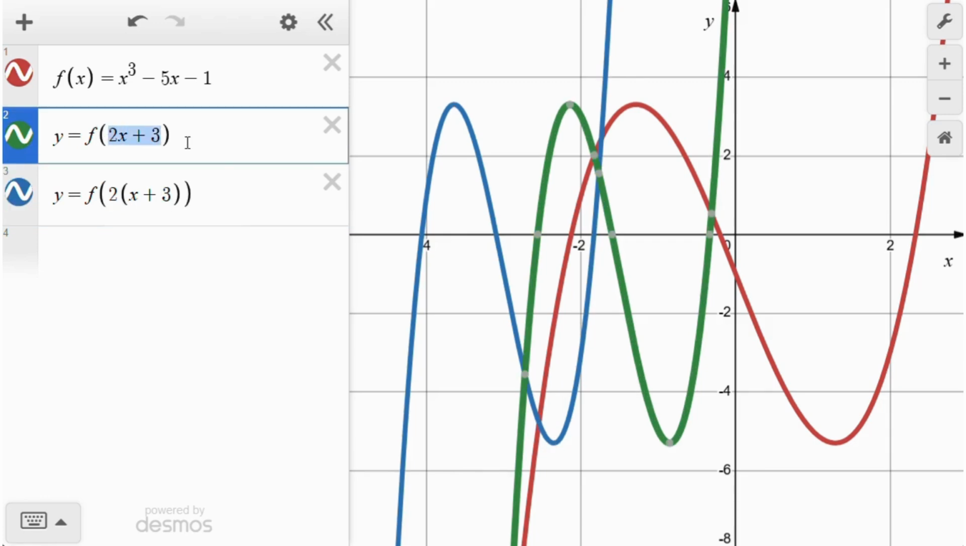We would expect this one to say stretch first and then translate, but because it's inside the function, everything happens the wrong way around, so this actually means translate first and then stretch. So as long as you remember that key rule that whatever happens inside the brackets, it's the wrong way to what we think it's going to be, that should help you decide what order you need to apply these transformations.